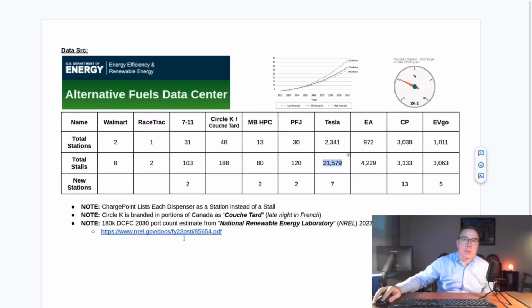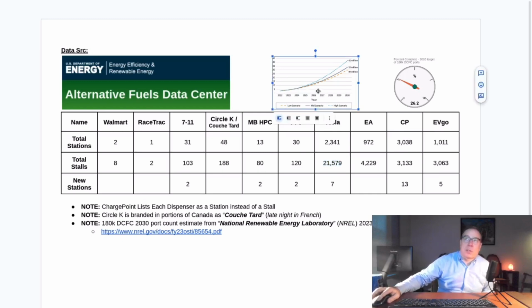Also, there's a study by the National Renewable Energy Laboratory where I pulled this graph. This represents how many electric vehicles are anticipated to be on the road by 2030 and how many DC fast charger ports would be necessary. And that number is 180,000. This little gauge indicates how close we are to the 180,000 goal by 2030.